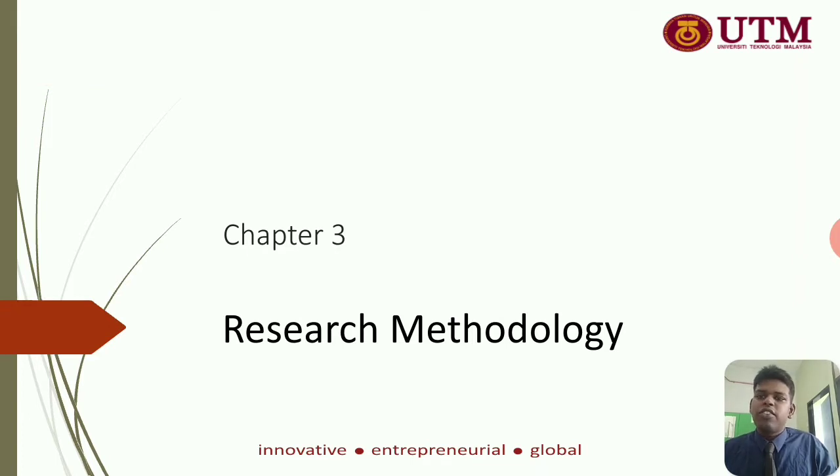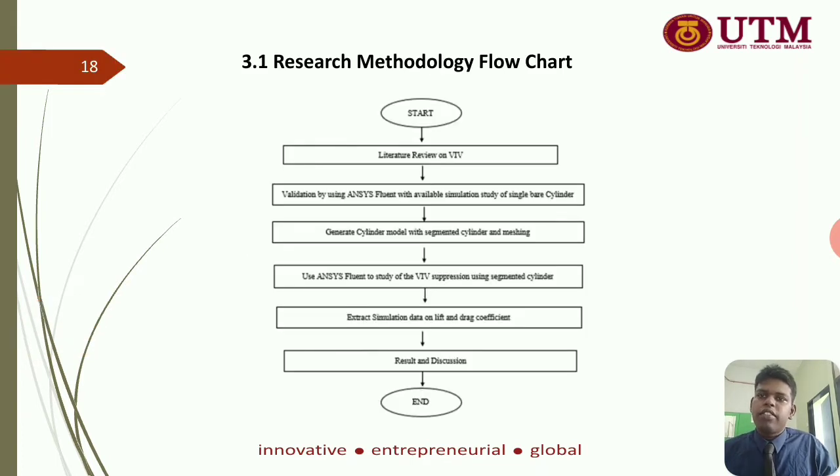Chapter 3, Research Methodology. Research Methodology Flowchart. The research methodology starts with literature review on VIV, validation by using ANSYS Fluent with available simulation study on single base cylinder, generate cylinder model with segmented cylinder and meshing, use ANSYS Fluent to study the VIV suppression using segmented cylinder, extract simulation data on lift and drag coefficient, and finally results and discussion.